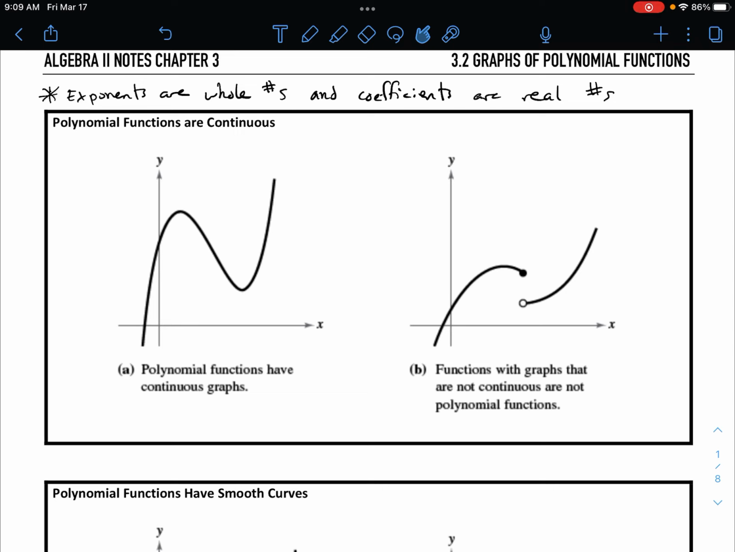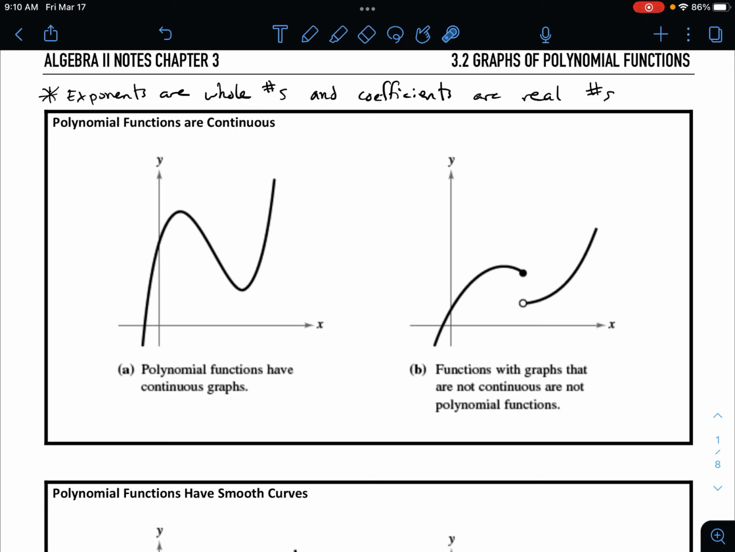So exponents of polynomial functions must be whole numbers, all right? So that means I could have x to the 0 power, x to the first power, x to the second power, x to the third power, but you can't have x to a negative power. You also can't have x to a fractional power. So I can't do x to the 1/2 power. I can't do x to the negative third power. Those would not be polynomial functions.